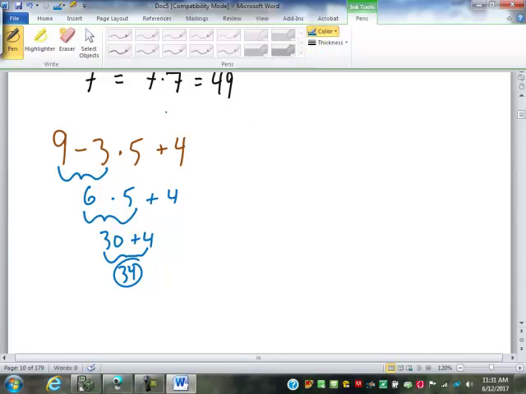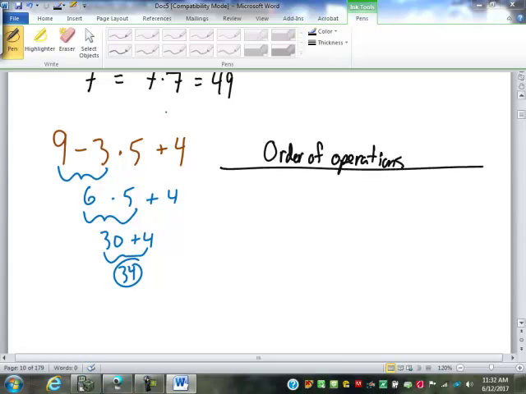In order to make sure two people look at a problem like that and get the same answer, we've defined something called the order of operations. Most people incorrectly view the order of operations as a set of steps. It's not. What it really is is levels of priority.